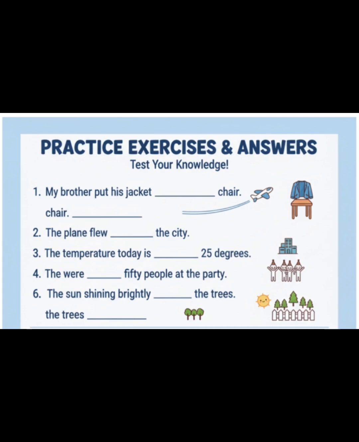Next sentence is, the sun is shining brightly, blank, the trees. Here both above and over can work, but above emphasizes the sun's position higher than the trees. Over can imply covering or spreading across the trees. So, 1. The sun is shining brightly above the trees. Is emphasizing position. 2. The sun is shining brightly over the trees. Is slightly more poetic or descriptive. In this context, both are acceptable, but above might be more precise.